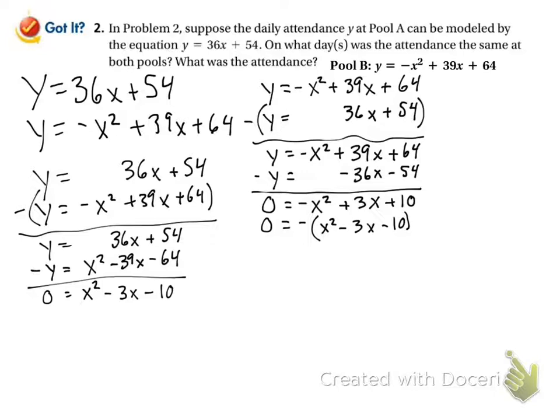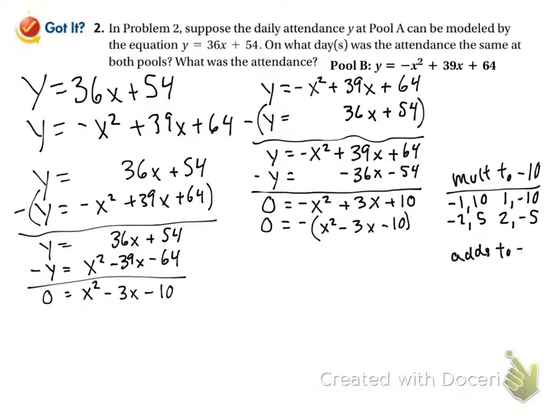So I need to factor this guy. So I'm looking for numbers that are multiplying to negative 10. So remember, when this number is negative, that's when we make two columns. So negative 1 and 10, negative 2 and 5, positive 1 and negative 10, positive 2 and negative 5. And we need to know which one adds to negative 3, and that'd be this pair. So 0 is equal to negative, we get x plus 2 and x minus 5.